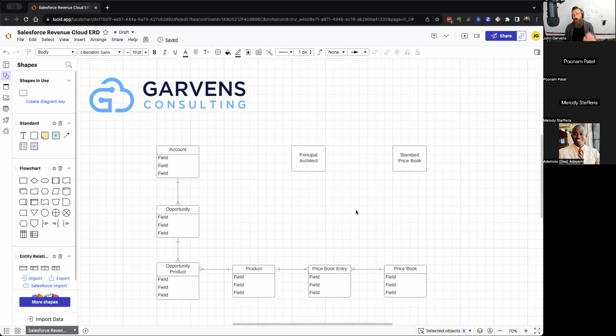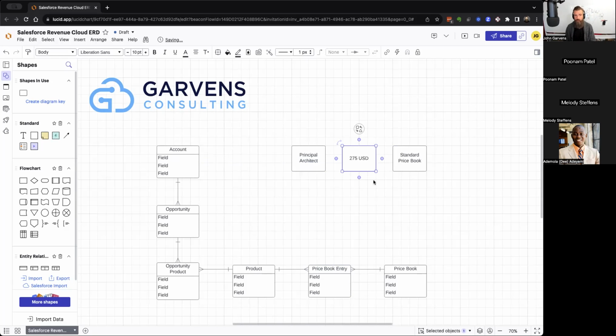Now, how do I tell the system that an hour of consulting is $275? We need to give the system more information. We need to create a price book entry for that. I'm going to pull this in. This is 275. But that's not all of my information.